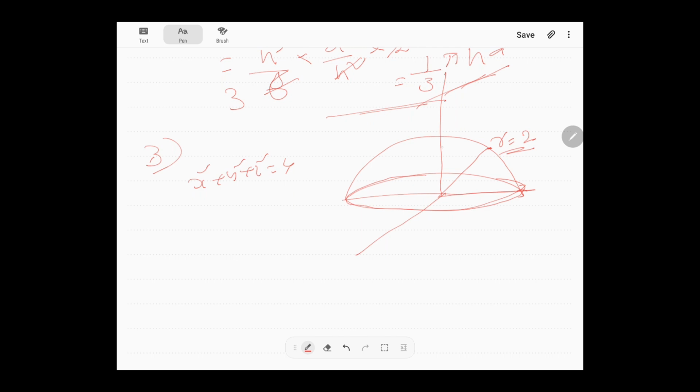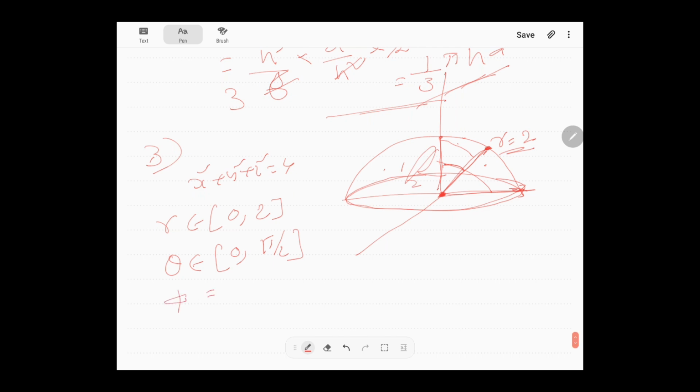So if I take any point inside this region, and also on the boundary, if the point is at the origin, the minimum value of r is 0. If the point is on the surface, the maximum value of r is 2. Therefore, r varies between 0 and 2. Above the xy plane, I already mentioned it is easy to find the limits of theta. If the point is here, theta is 0. If the point is here, theta will increase. And if the point is here, theta is pi by 2. Therefore, the limits for theta are 0 to pi by 2.